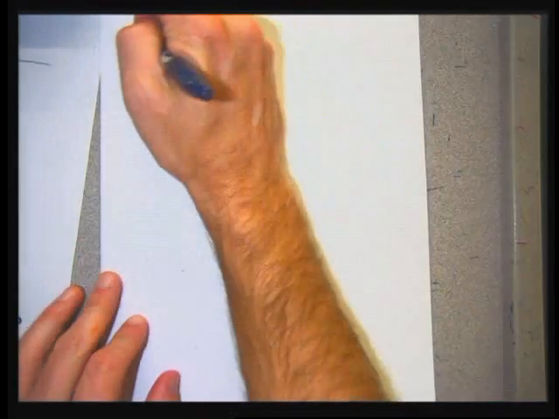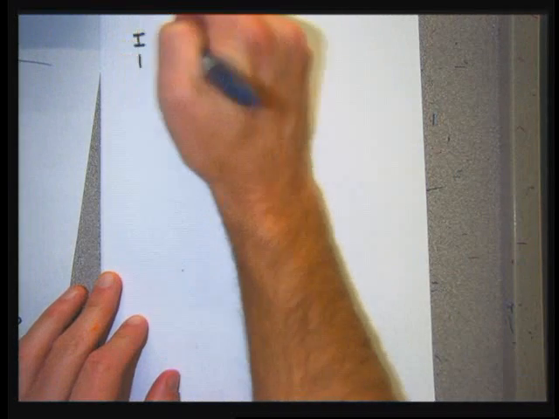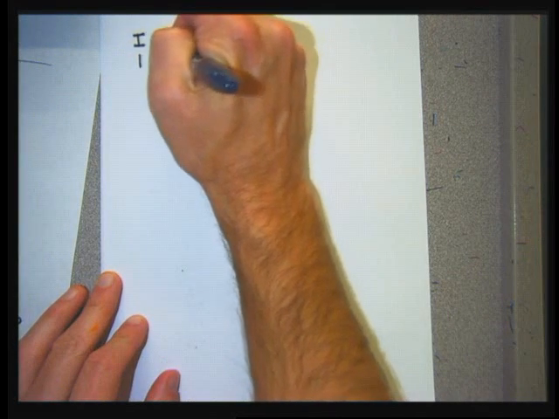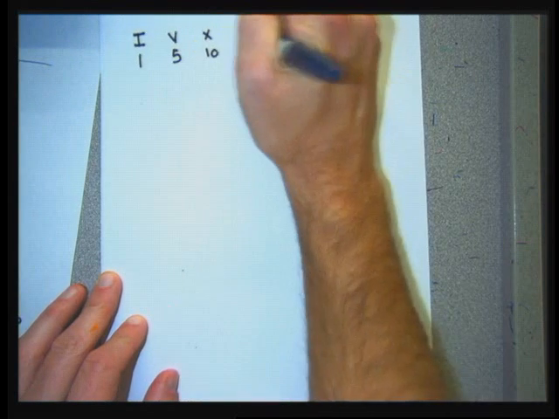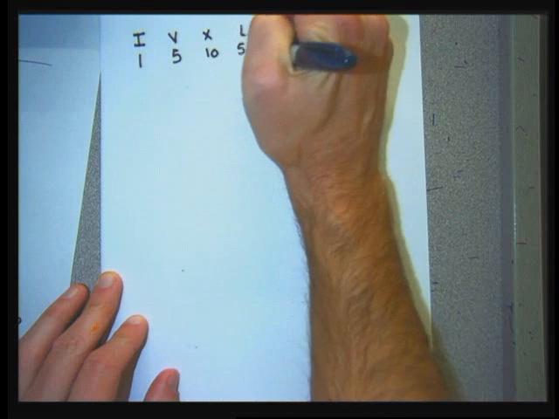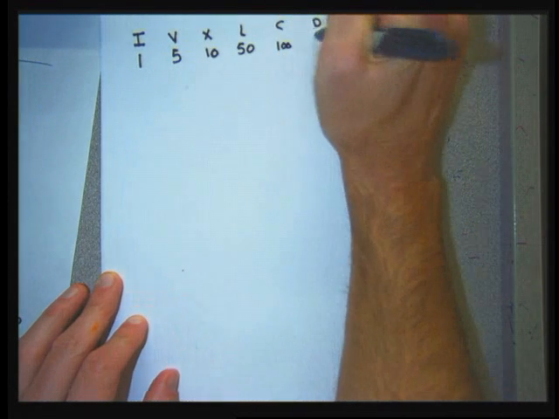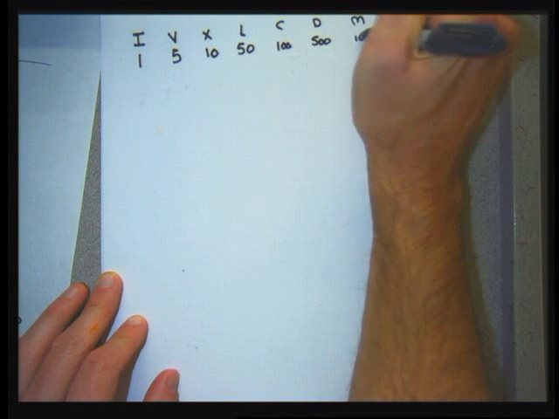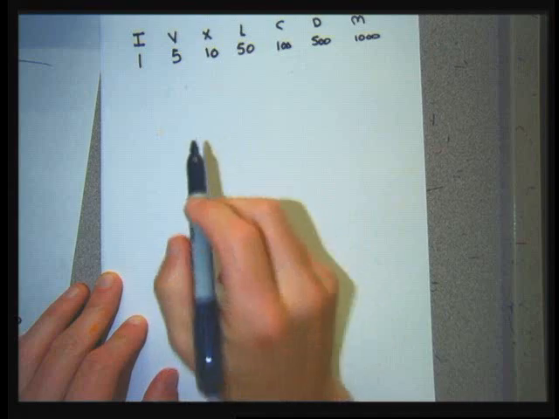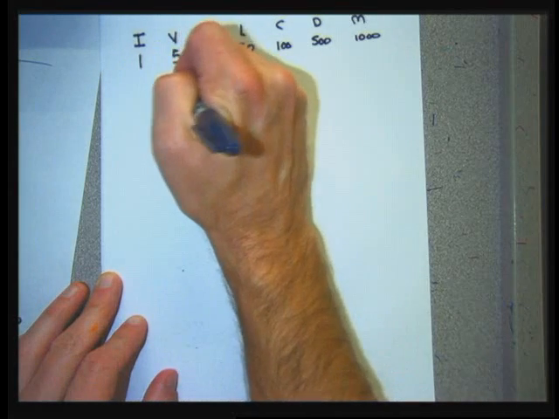I need to know that I is 1, that V is 5, that X is 10, that L is 50, that C is 100, that D is 500, that M is 1000, and then I also need to have the backwards, and the backwards ones give me 4s and 9s.